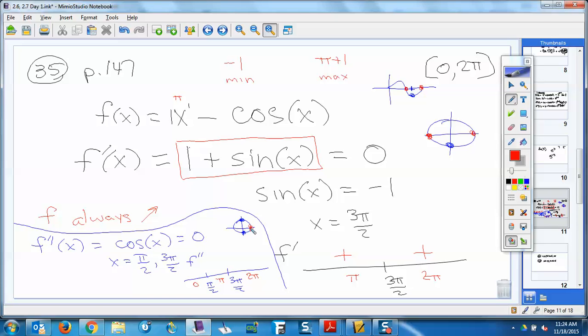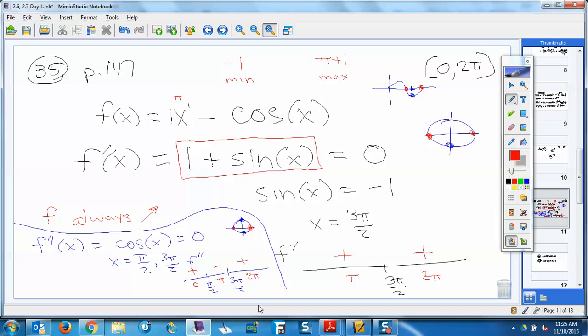Cosine of 0 would be over here, it'd be 1, right? That's positive. Cosine of pi, negative 1. Cosine of 2 pi, back around here to 1. So what does that tell us? Now that's f double prime, remember? So let's think about this.